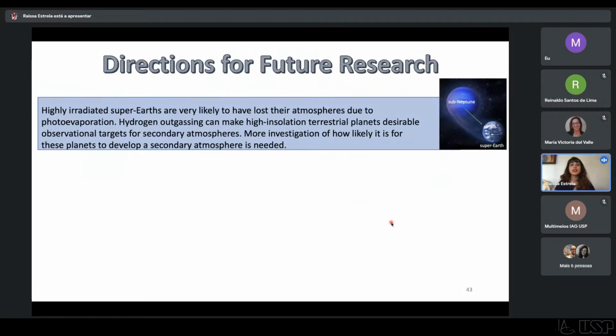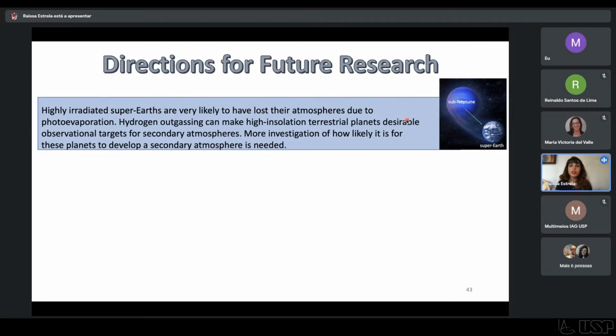So given all this information that I gave to you today, I'm going to leave some directions for future research. So we saw that highly irradiated super-Earths are very likely to have lost their primordial atmosphere due to photoevaporation or any other atmospheric stripping process. So these planets that likely lost their primordial content are desirable targets for secondary atmospheres. And we see that in the case of J1132, the secondary atmosphere originated through outgassing. So we need more investigation of how likely it is for this kind of highly irradiated planets to develop a secondary atmosphere.